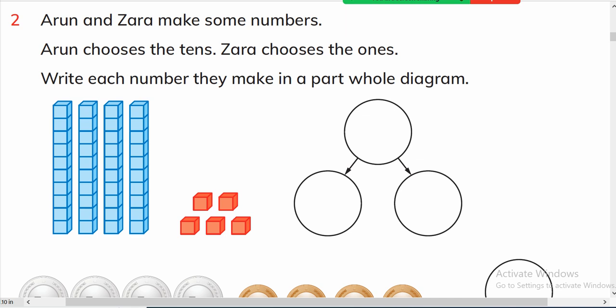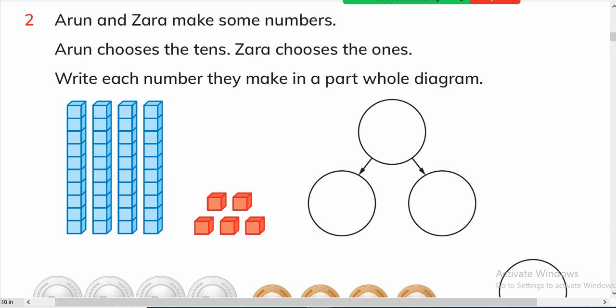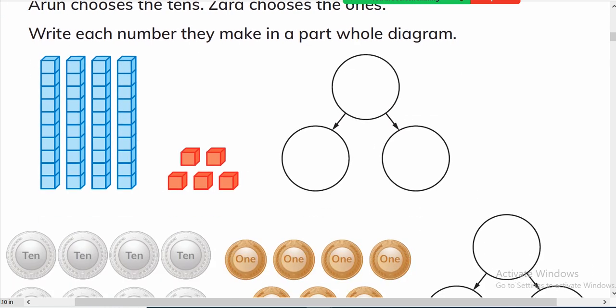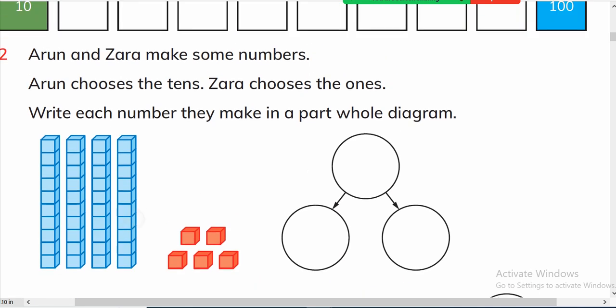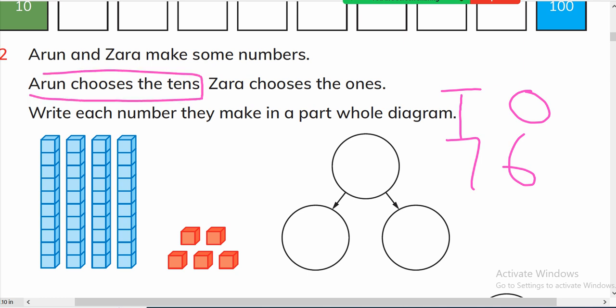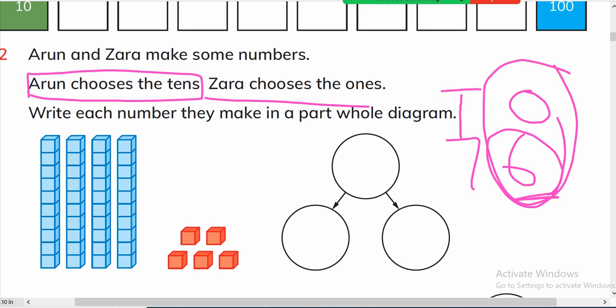If I write any number like 76, let me write it here. Like 76, I have written the number. It is tens side and it is ones side. Okay. So they are saying that Aaron chooses tens and Zara chooses ones. Zara is choosing this side, ones side. Okay, write each number they make in a part whole diagram.